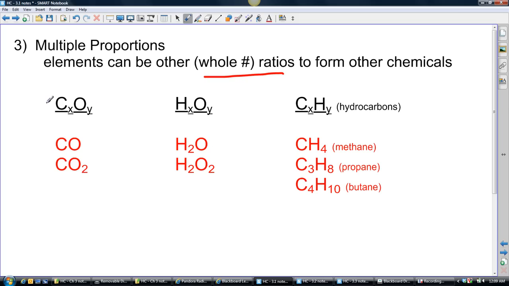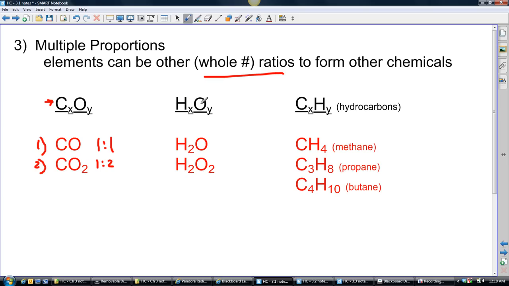So, first example here, can carbon and oxygen bond together to make a new chemical? The answer is yes. And there's actually two very common ways that it can occur. The first way is in a 1-to-1 ratio, one carbon to one oxygen, we know as carbon monoxide. It can also form in a 1-to-2 ratio. Now, any other combinations of carbon and oxygen, number one, are not very common. And number two, if there are any other combinations, they have to be whole number combinations.